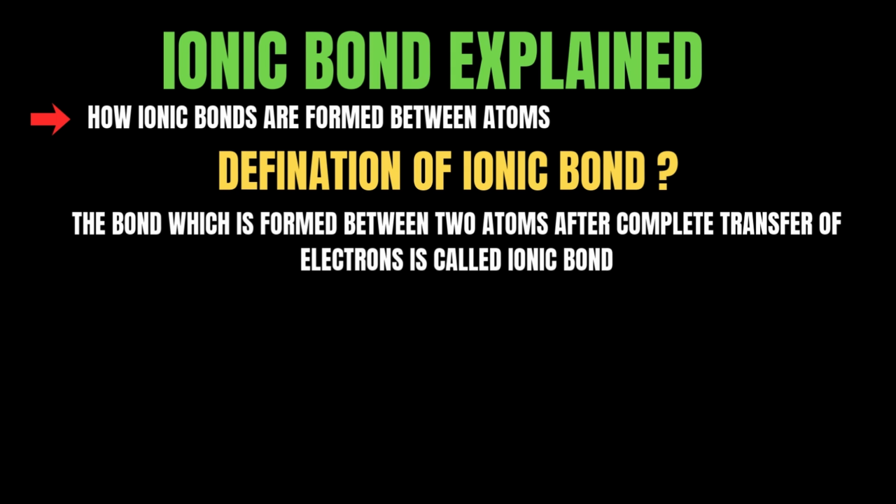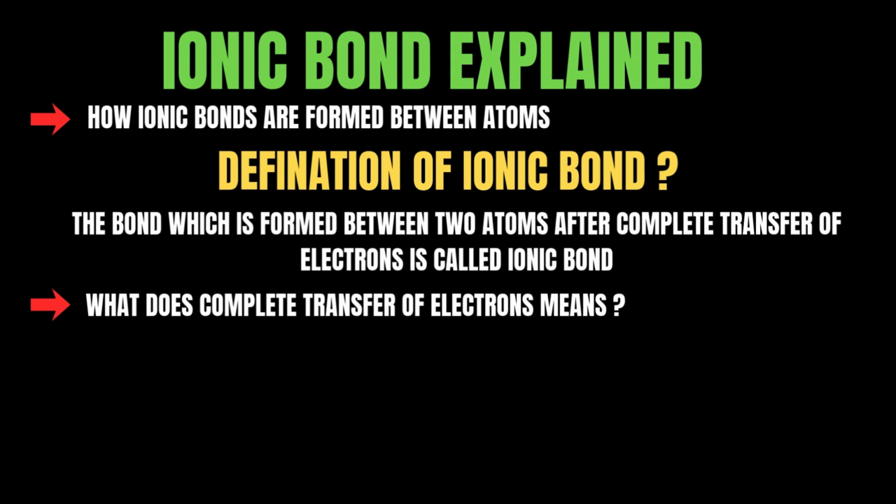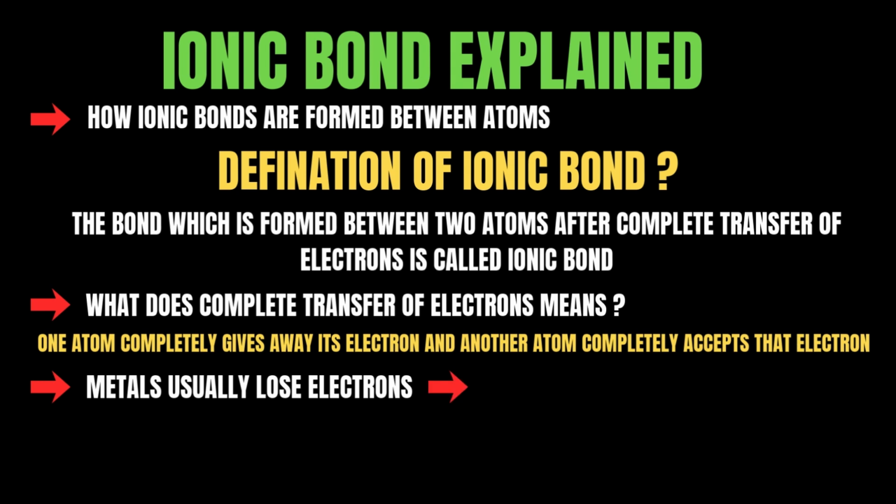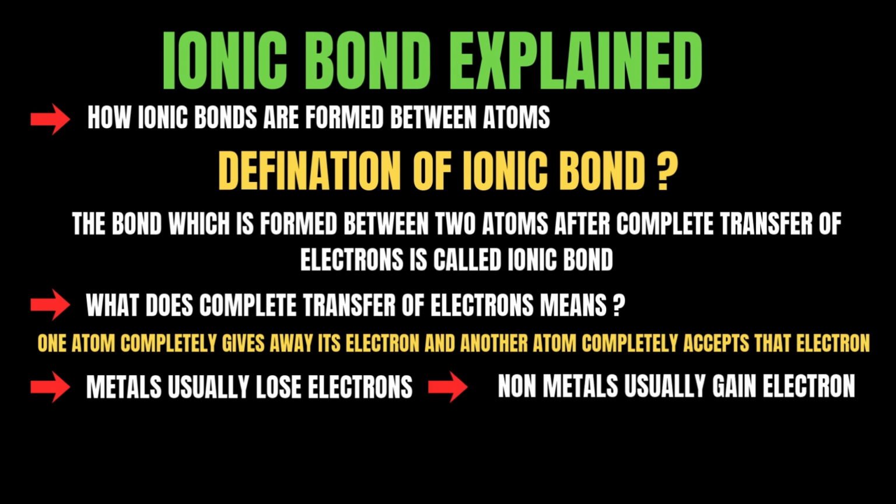Now, we also need to understand, what does complete transfer of electrons mean? Keep in mind, complete transfer of electrons means one atom completely gives away its electron and another atom completely accepts that electron. In simple words, one atom loses electron and another atom gains electron. Usually, the atom that loses electron is a metal, and the atom that gains electron is a nonmetal. So metals lose electrons and nonmetals gain electrons. When this transfer of electrons happens between two atoms, an ionic bond is formed between them.